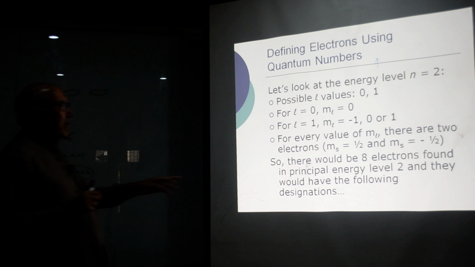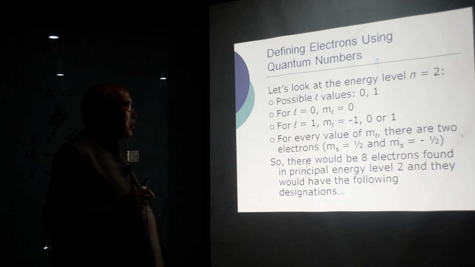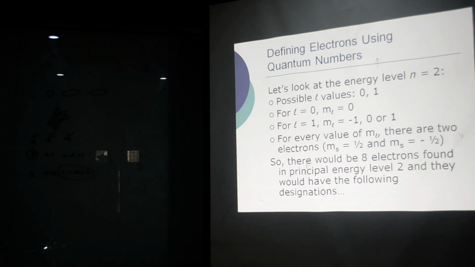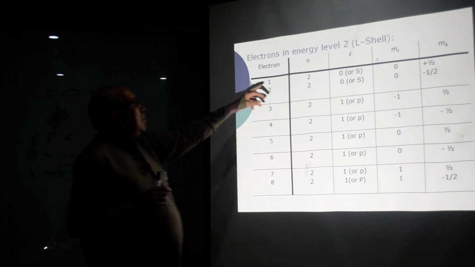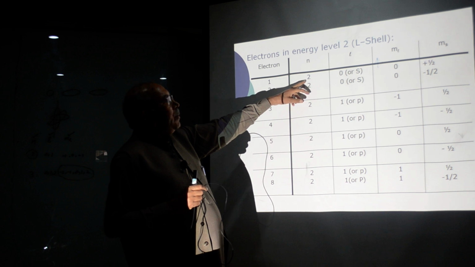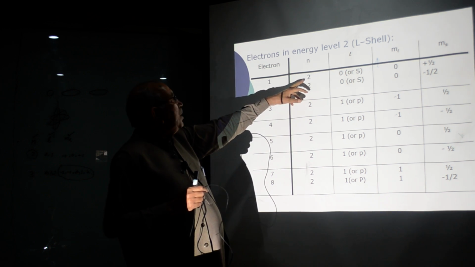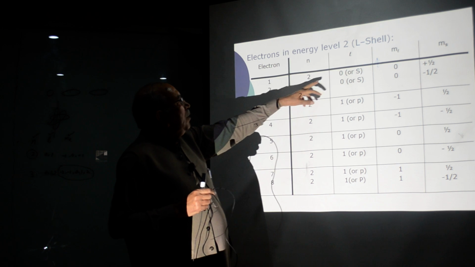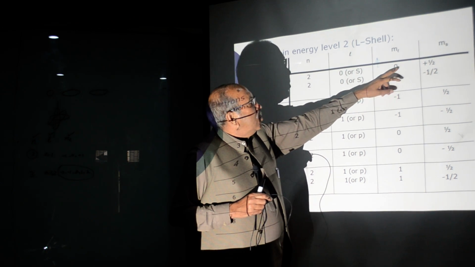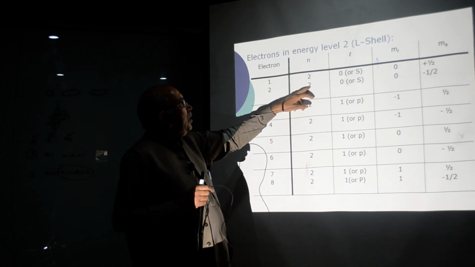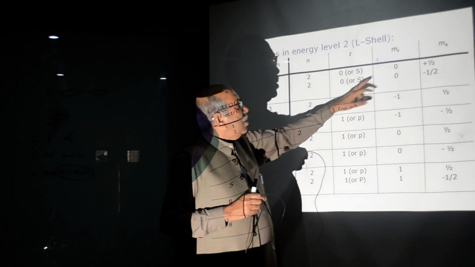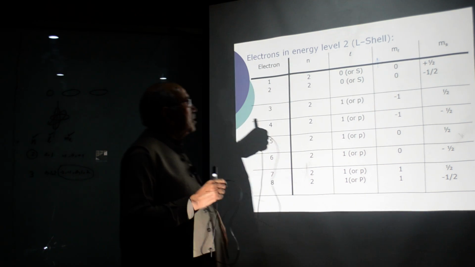There would be 8 electrons found in the principal energy level n is equal to 2, and they would have the following designations. You can see electron number 1, n is equal to 2. I am not talking about K shell, I am talking about L shell. N is equal to 2, L value 0, ML value 0, plus 1 by 2. Electron number 2, N value 2, L value 0, ML value 0 and MS value -1 by 2.